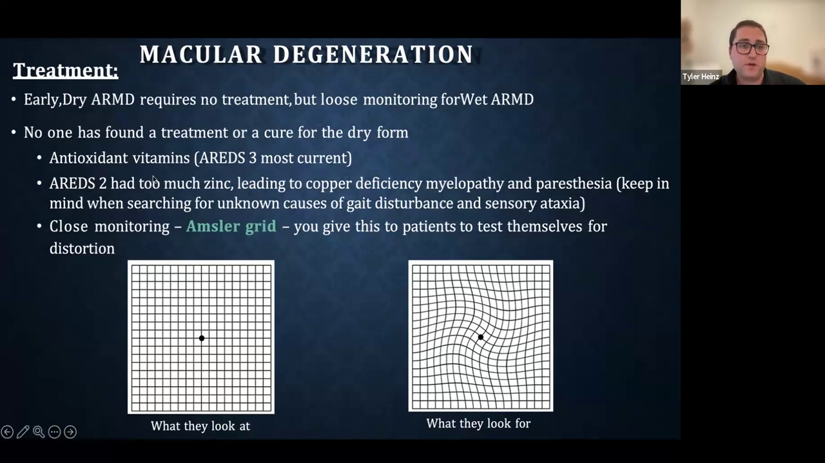So again, history is a huge factor. I can't stress that to you guys enough. But that's something to keep in mind: even if you're not in ophthalmology, you can start to see some of these myelopathies, and it could be related to ophthalmology and the antioxidant eye vitamins that they're using. And again, this Amsler grid, we already went over this. This is close monitoring. The patients can test this themselves at home.